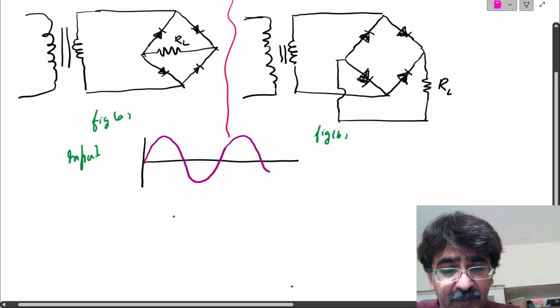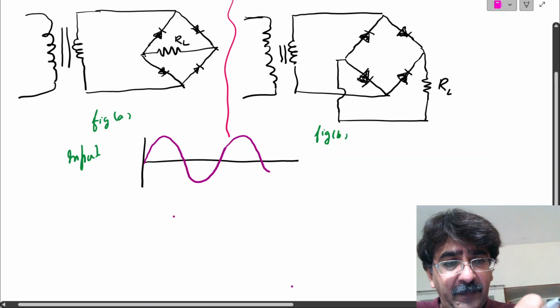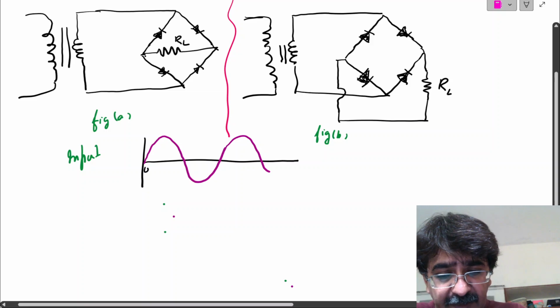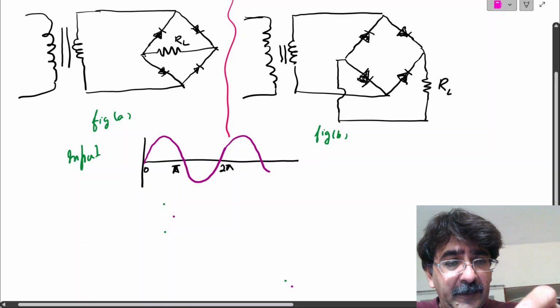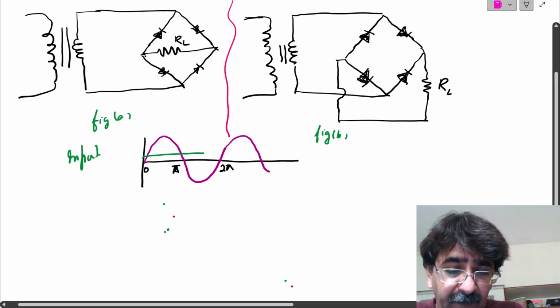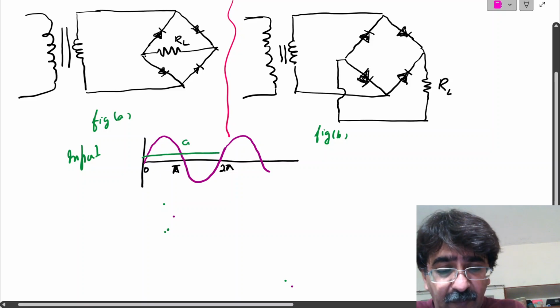0 to pi is a half cycle. At 2 pi, the cycle will be complete. Meaning one wave will be completed, and this is defined as one cycle. Because one cycle is completed, its period is 2 pi of the AC wave.